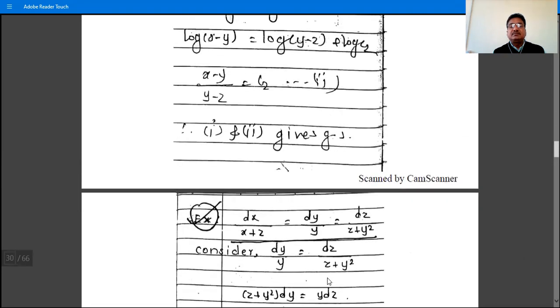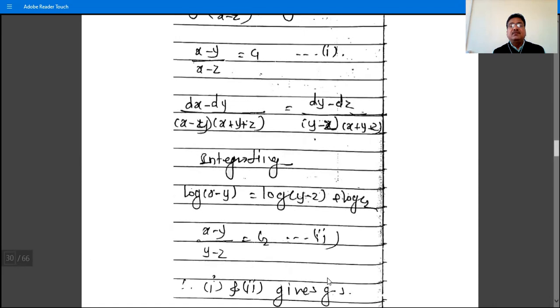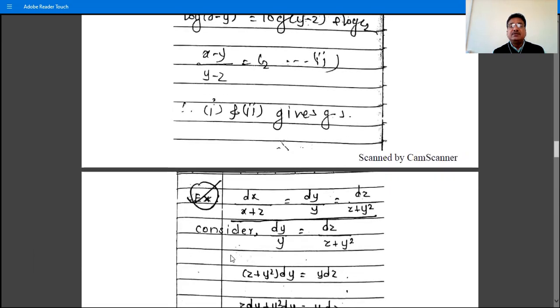So consider first and third, dx minus dy and dy minus dz. And then again cancel this x plus y plus z, and log x minus y is equal to log y minus z, log c2. Again, this is the second solution, x minus y divided by y minus z. And so 1 and 2 give the general solution. So this example is now solved by using sub method number 2.